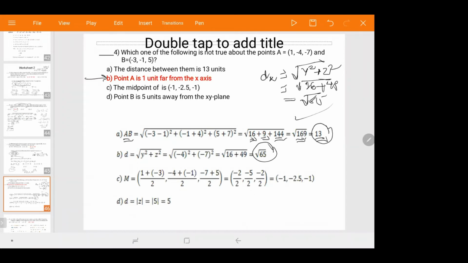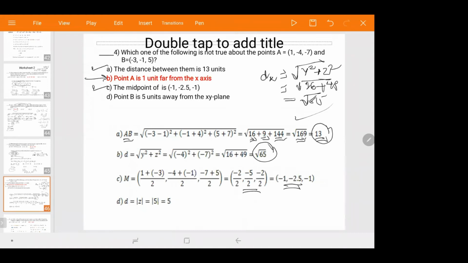Now, C says the midpoint is (-1, -2.5, -1). Let us check it. The midpoint of A and B is (x1 plus x2 over 2, y1 plus y2 over 2, z1 plus z2 over 2). 1 plus -3 over 2, -4 plus -1 over 2, -7 plus 5 over 2. That is -2 over 2, -5 over 2, -2 over 2. That is -1, -5 over 2 is -2.5, comma, -1. That is okay. So C is also correct; B is not correct.